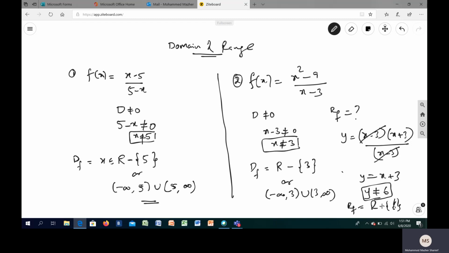Isn't it great, students? Yes, this is how you find the rational function's domain and range.